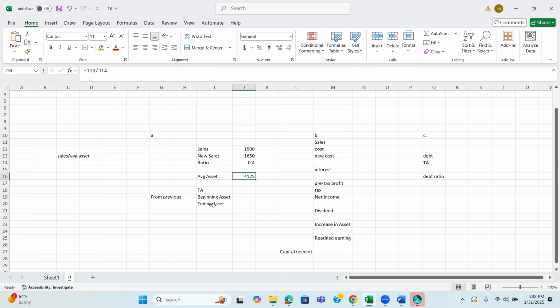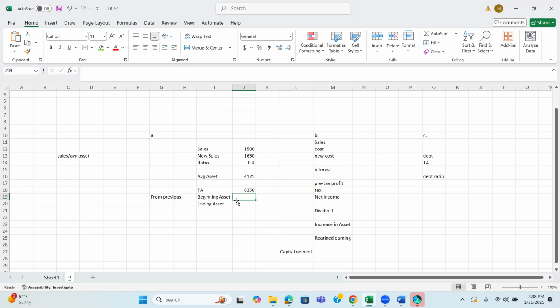Okay, so to calculate the ending asset, we need the average asset. So if we have the average asset, the total asset must be the double of it, right? The average, because when we make it average, we divide it by 2. But now we want the total asset, so we multiply it by 2, and thus we have our total asset here, 8250. So what was the beginning asset?